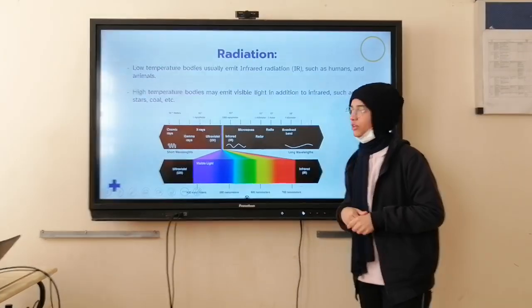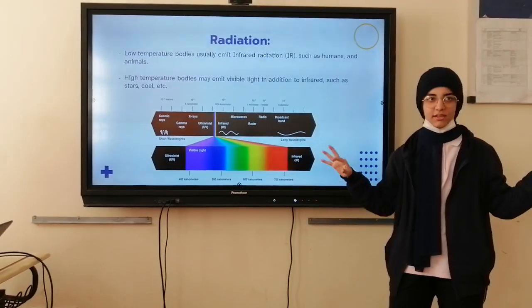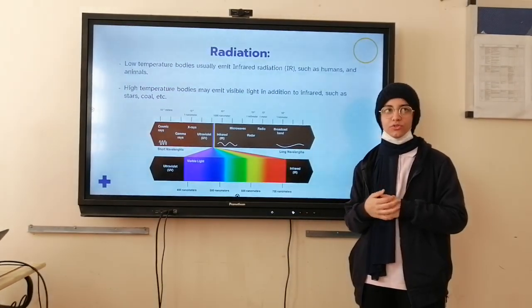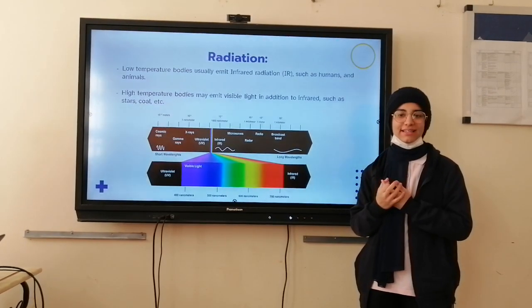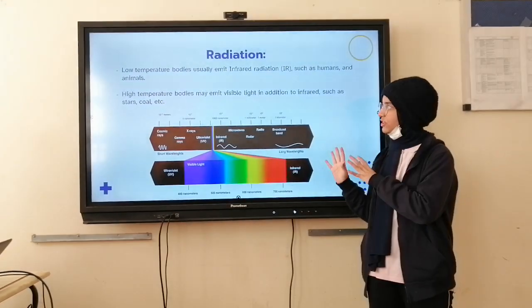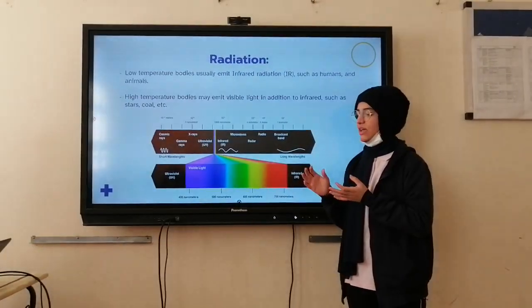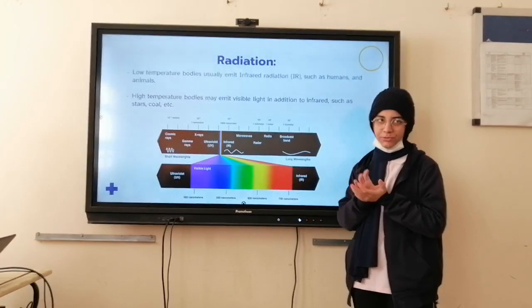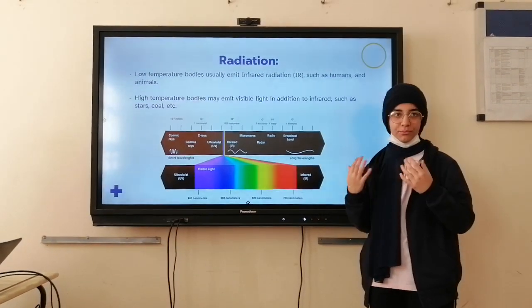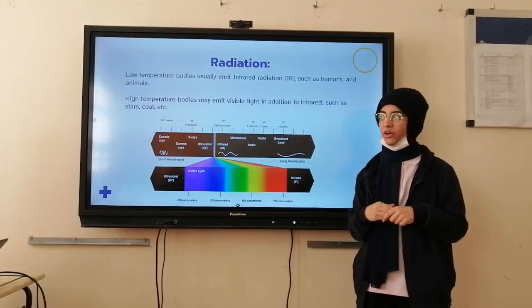We will talk about the phenomenon of radiation. All humans emit infrared radiation, and we also have some devices that sense the presence of humans using infrared radiation, as we emit some small heat, because our bodies have a low temperature. On the other hand, some bodies have high temperature, such as the sun, burning coal, or fire.